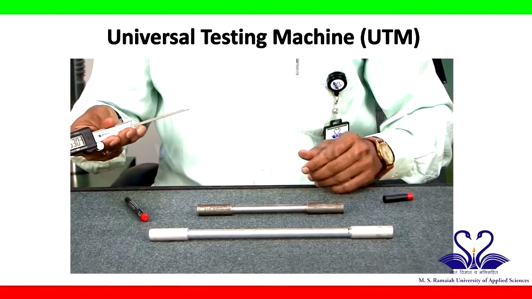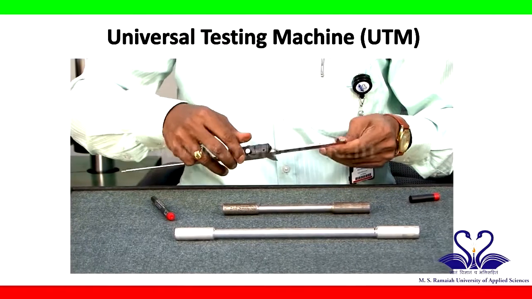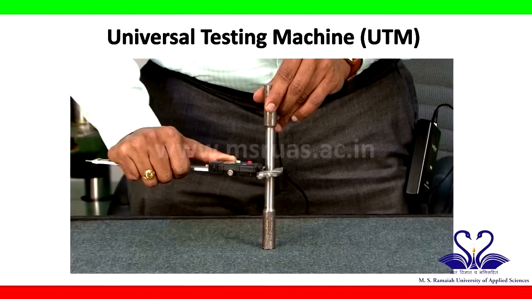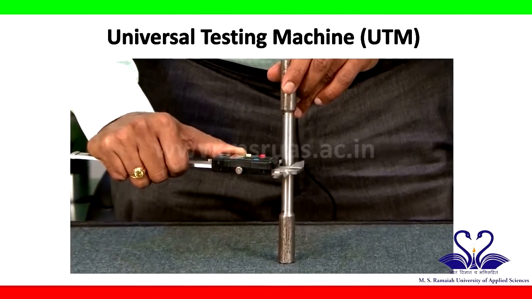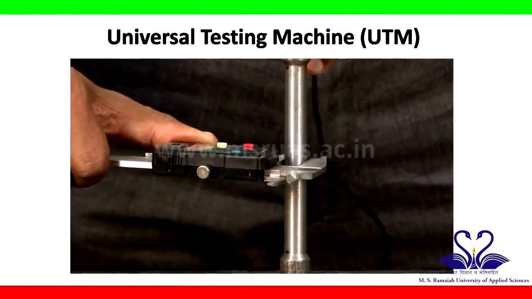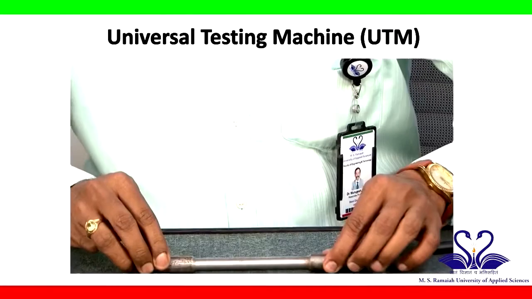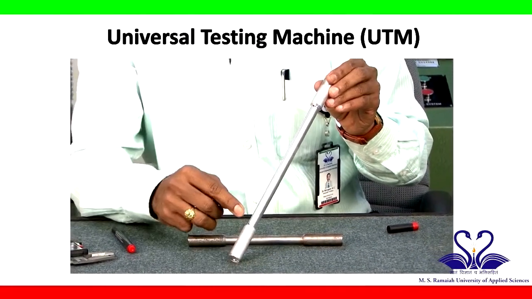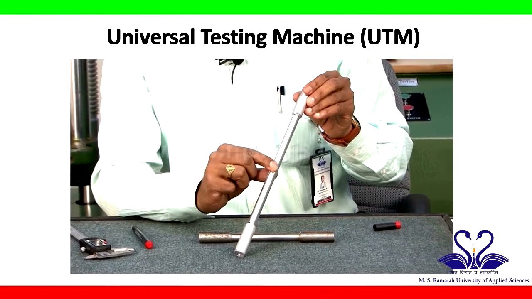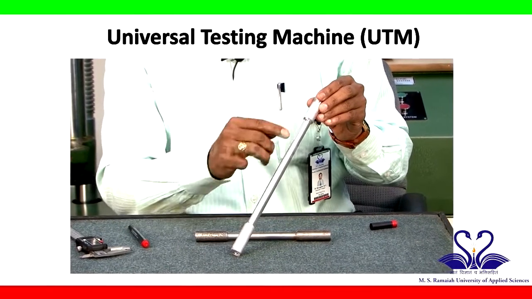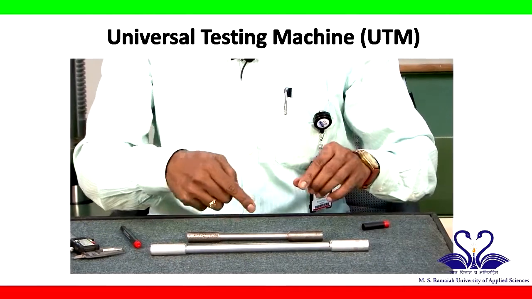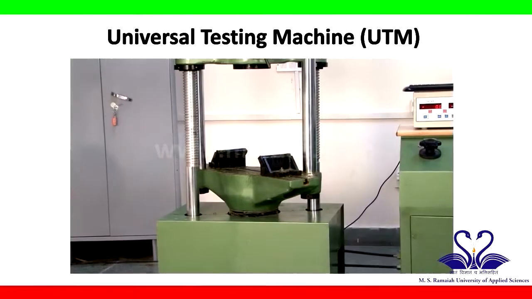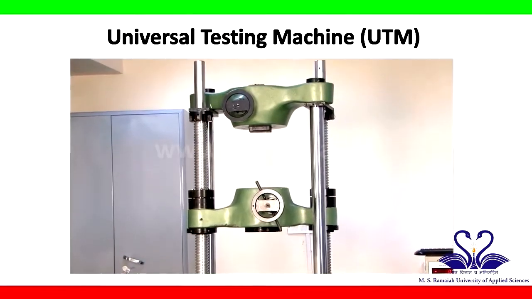Which is 95.30 mm. Now I am measuring the diameter, 11.85 mm. Similarly, the procedure is adopted for aluminum sample also, where we take initial gauge length and initial diameter. We can have different gauge length, as you can see here, for mild steel and aluminum, and then after getting the initial data, then we have to carry out the test on UTM.